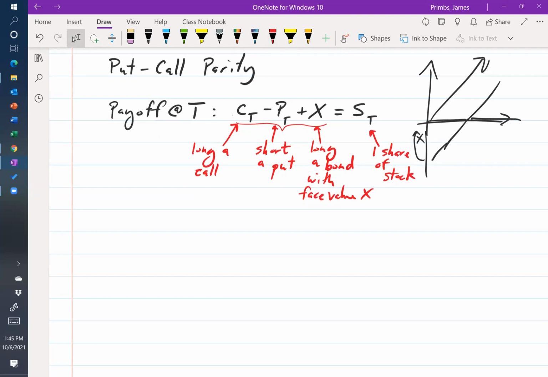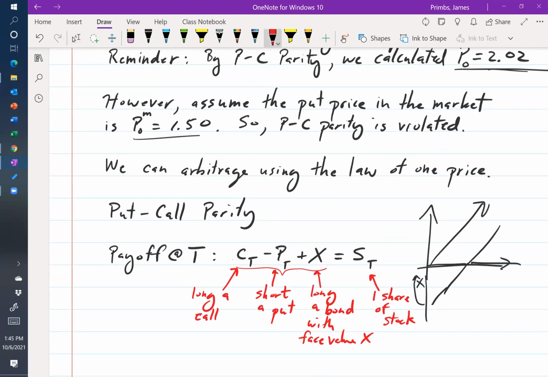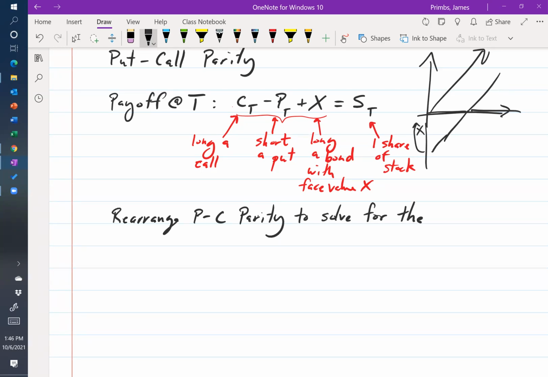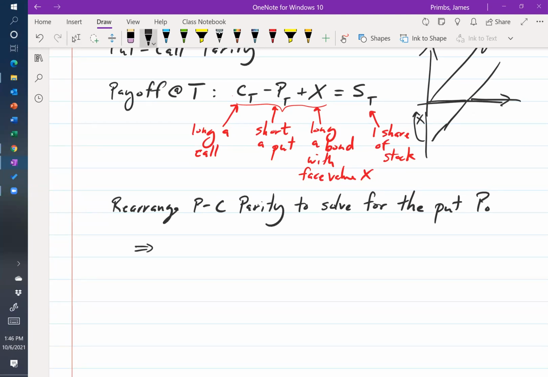I can rearrange this formula. So in this problem, I was dealing with the put being mispriced. So what am I going to do? I'm going to rearrange this formula, and I'm going to rearrange put call parity to solve for the put, for the price of the put. Okay, so let's do that.